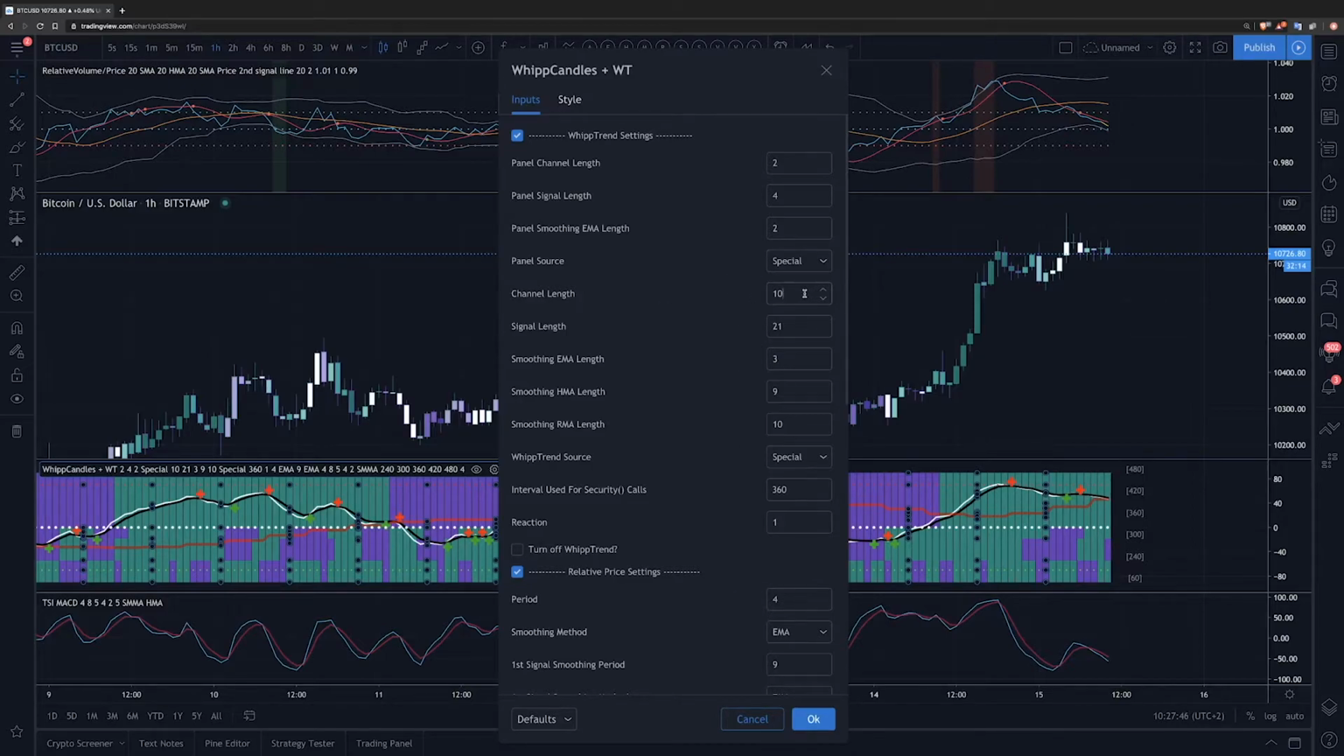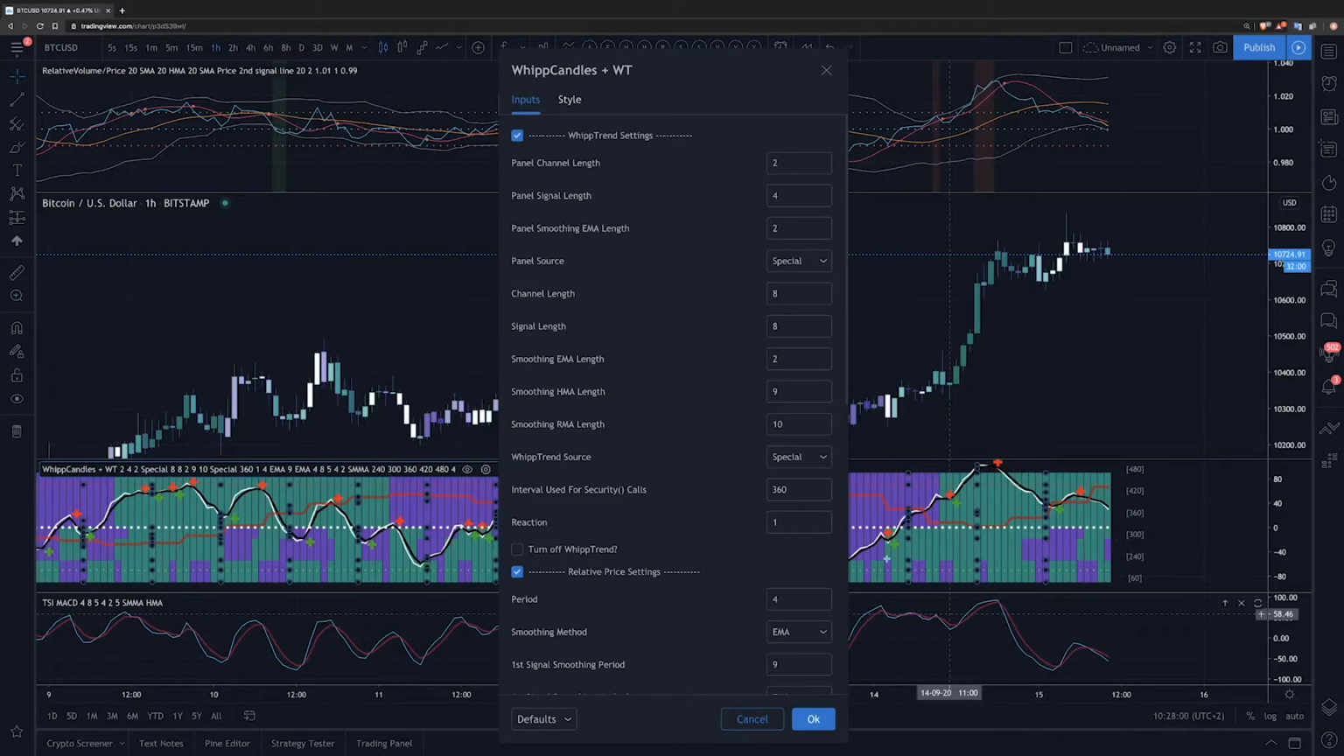And for the channel length, I kind of like 8 and 8 and 2. With 2 you get a lot more signals and you can get messed around here. If you can see here, we've got a sell and a buy, and a sell and a buy. You can change that a little bit by probably going to a smoothing length of 4 for the EMA. And there you'd have had a bit of skullduggery.